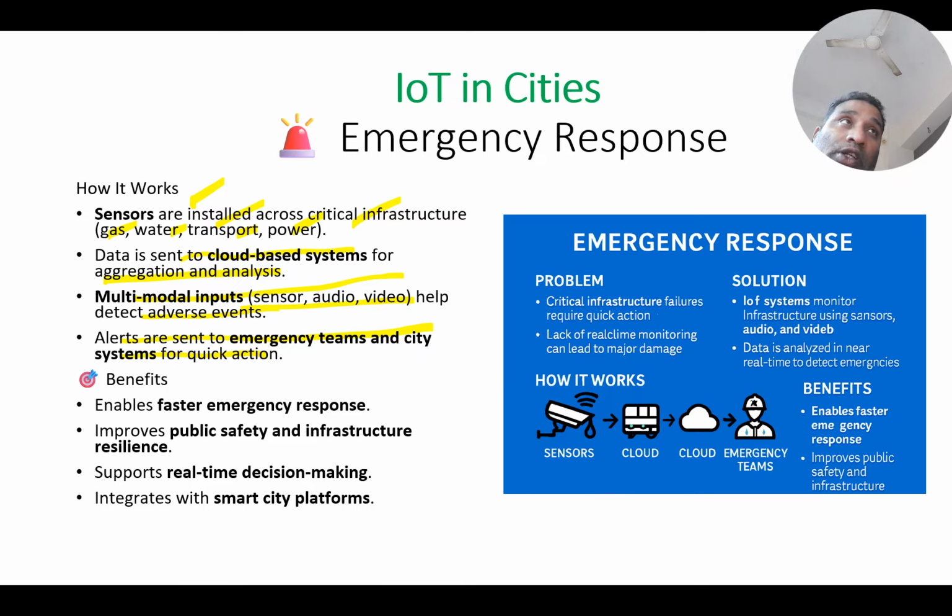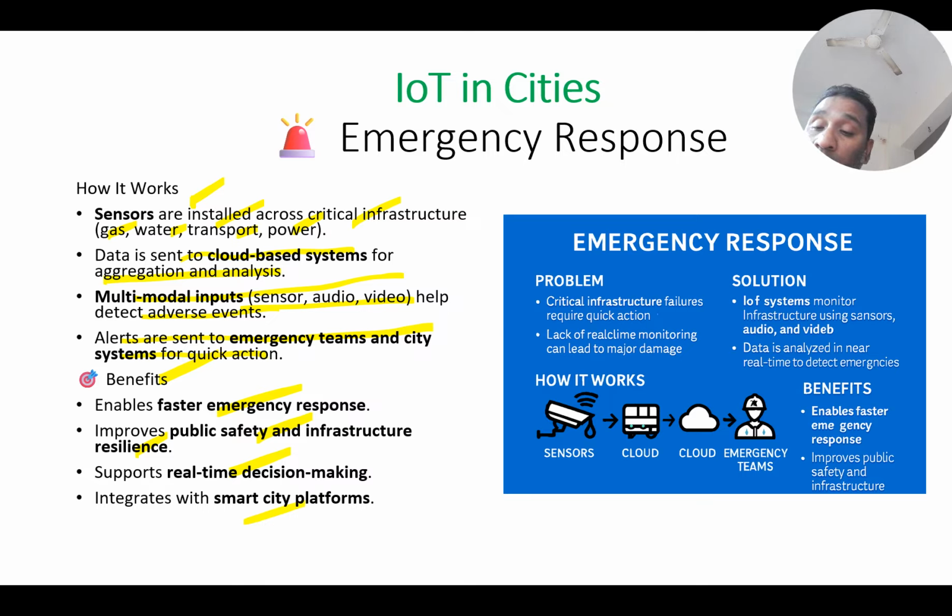If a water pipeline is broken, the alerts are sent to the municipality people. They come and repair the pipe immediately, to avoid the loss of water as well as any other harmful damage. Maybe when the road is blocked, it may also lead to an accident. Benefits: faster emergency response, improved public safety and resilience, and support for real-time decision making.